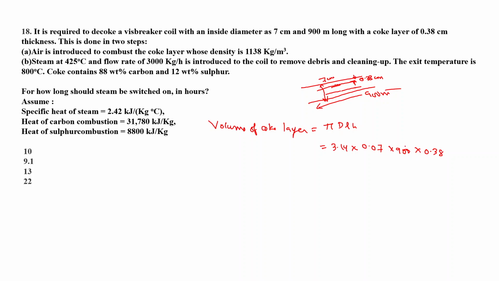Sorry, in meters. Okay, in meters it is, so it will be into 10 to the power 9. So after calculation, we get 0.751716 meter cube. So now the density of coke is also given here. By using this density and volume, we can calculate the mass of the coke layer.